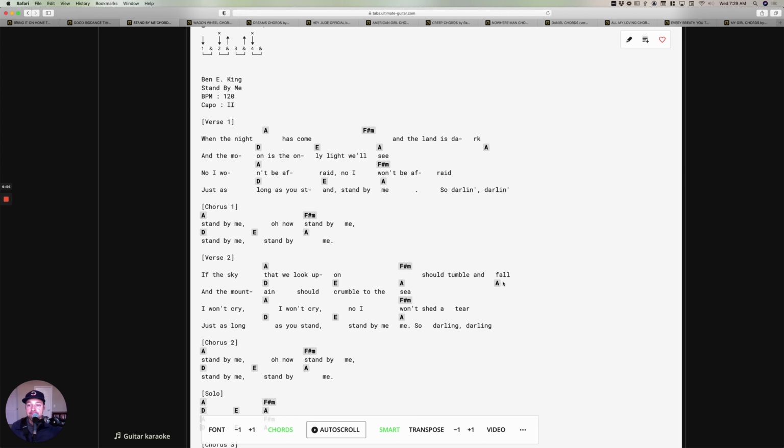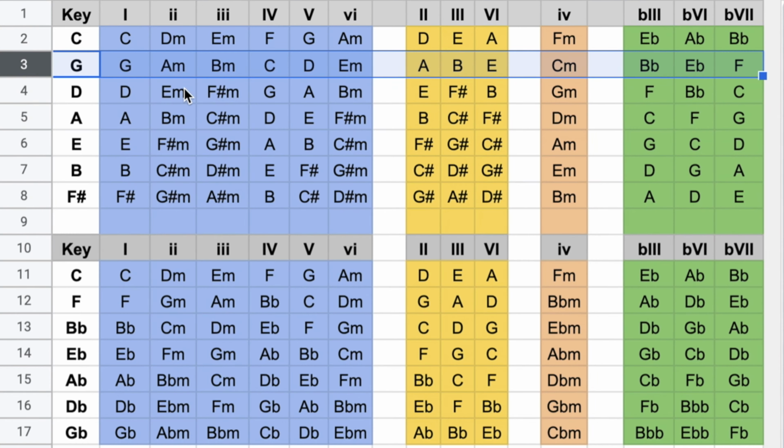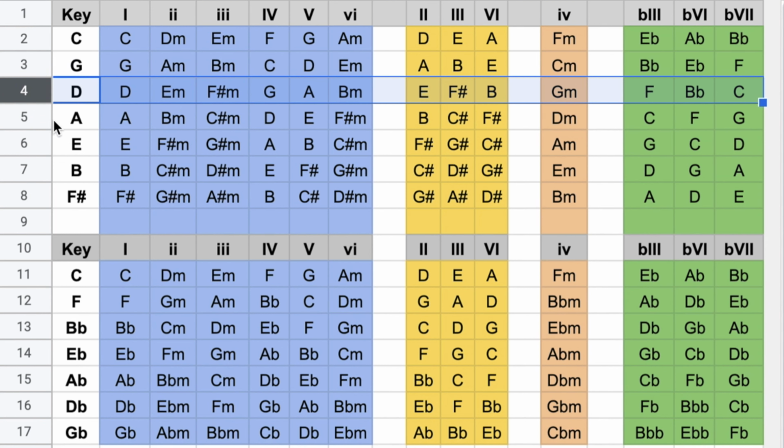Stand By Me. A, F sharp minor, D, E. So here's D, here's F sharp minor, here's A, but not E major. It's showing it as E minor. Let's try the next one here. What about A? A, F sharp minor, D, E.